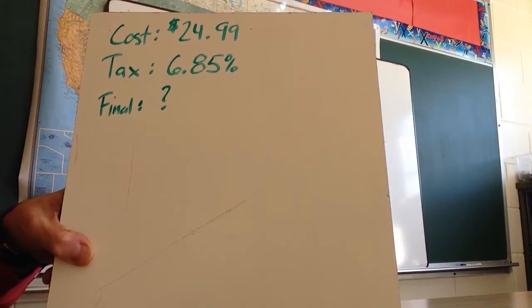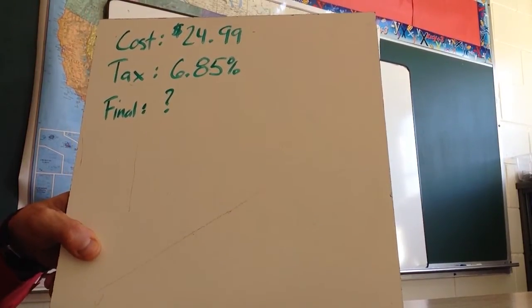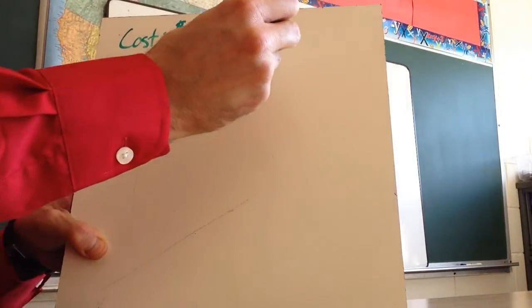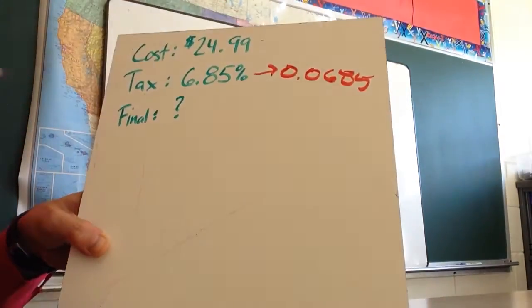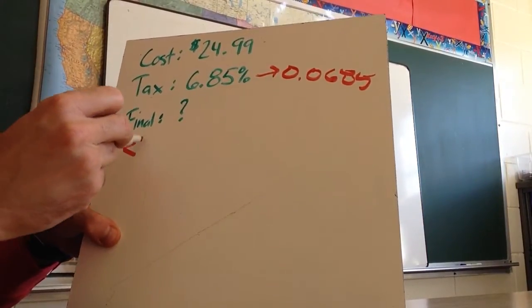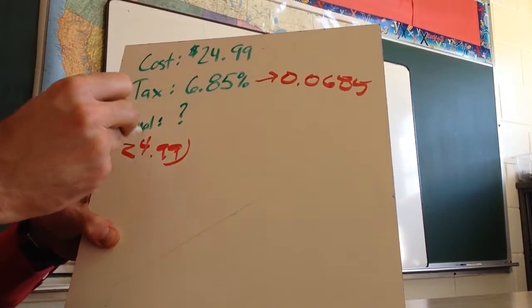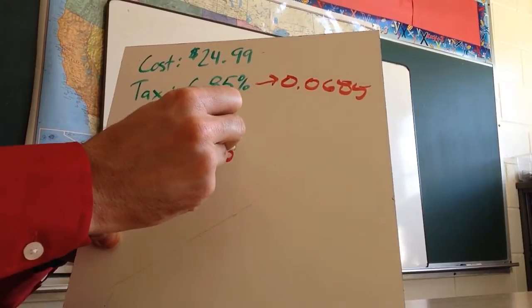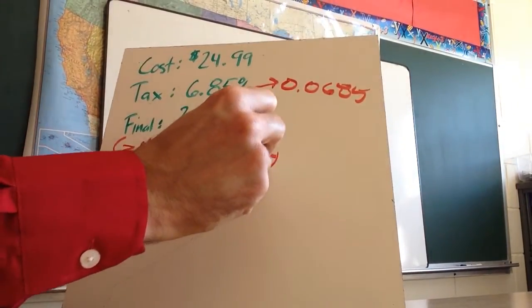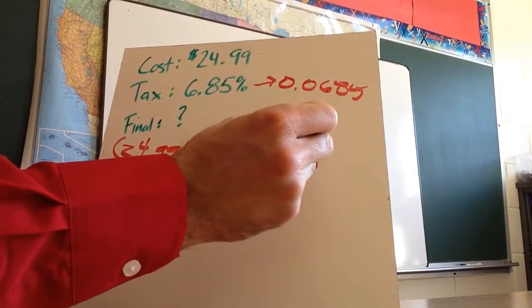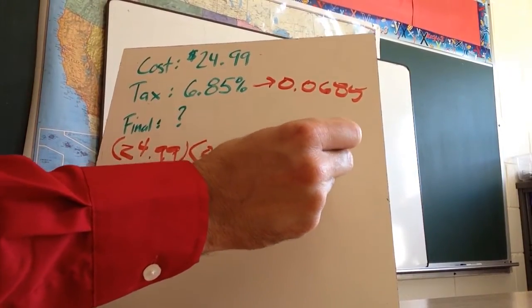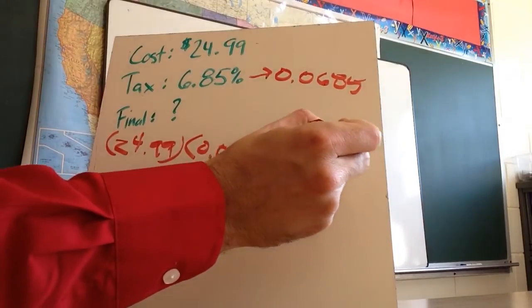All right. So what you want to do is change this to a decimal. So this is 0.0685. And then I'm going to go $24.99 times 0.0685. And when I put this into the calculator, I get 1.711815.